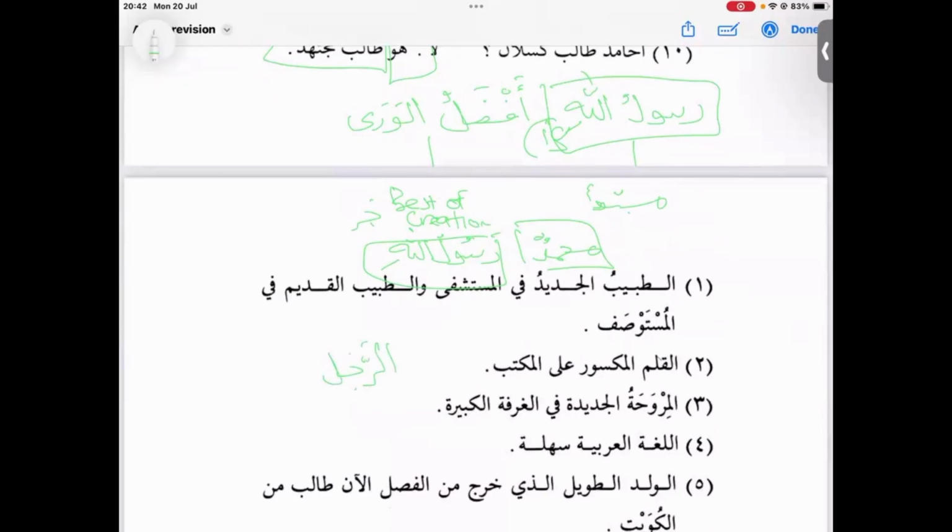If I say الرجل الجديد, the new man. Or let me give you a different example. That sounds funny. الإمام الجديد, the new imam. If I say الإمام الجديد, what? The new imam, what? الإمام الجديد عالم. The new imam is an alim.